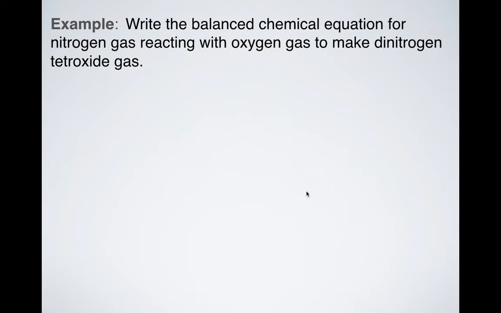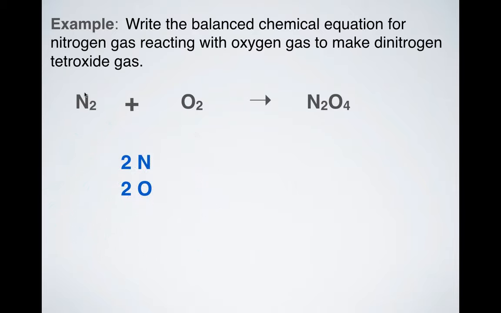Write the balanced chemical equation for nitrogen gas reacting with oxygen gas to make dinitrogen tetroxide. All right, so I've got nitrogen gas plus oxygen gas making dinitrogen tetroxide. All right, let's count. How many nitrogens do I have on this side? How many nitrogens do I have on that side? How many oxygens do I have on this side? How many oxygens do I have on that side?